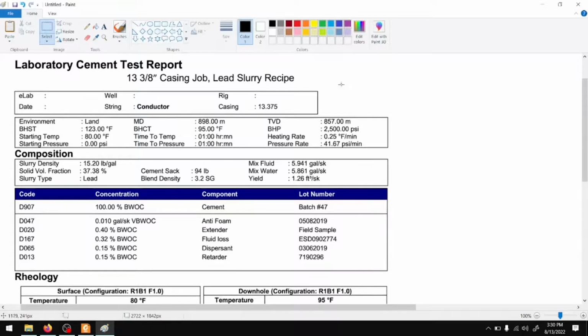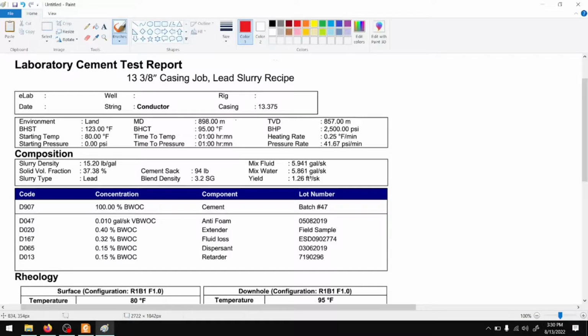So hello there. This is a simple recording to tell you how to do basic field cementing calculations. This is an example of a basic lab report or a cementing slurry recipe that you would receive on the field in any cementing program.